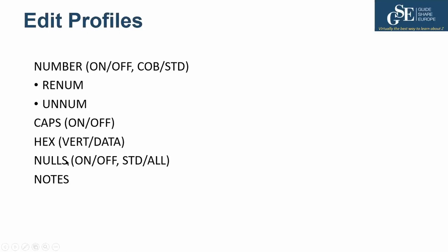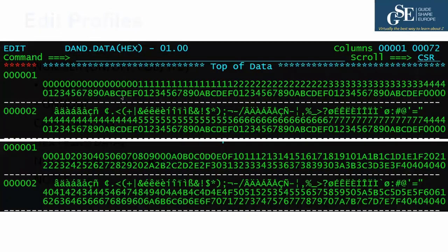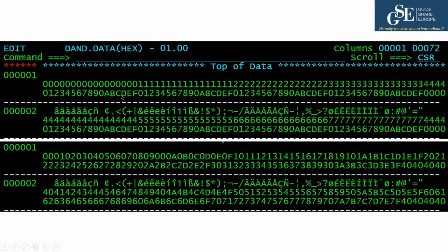Nulls changes blanks to null characters, so you can use insert and insert over on a line. And notes on or off turns off model notes. Here's the difference between vertical, again the default hex mode, and hex data. So here you have them on top of each other, and with hex data, it's stretched out this way. That's nice if you want to grab a hex string and cut it out.